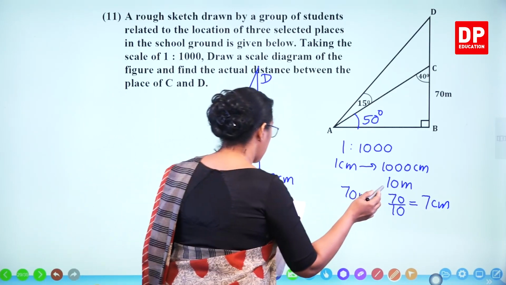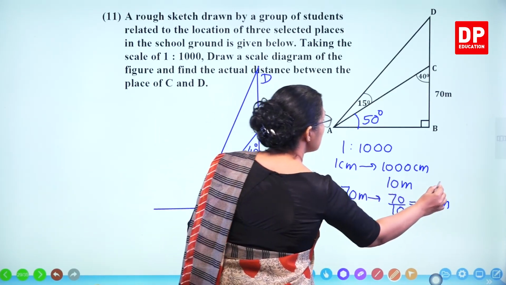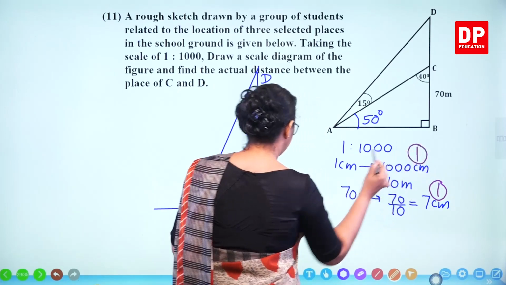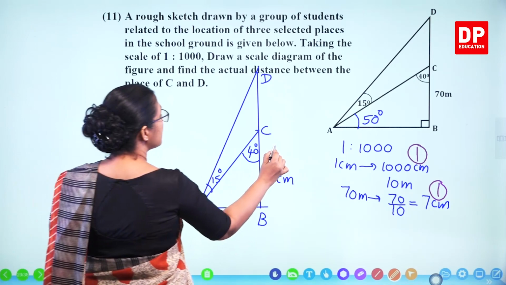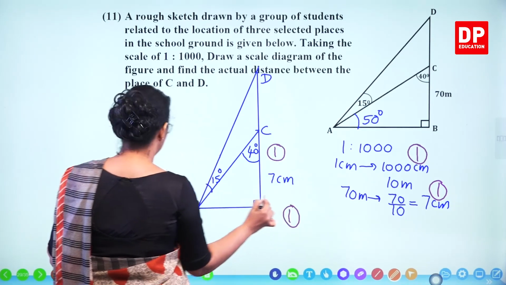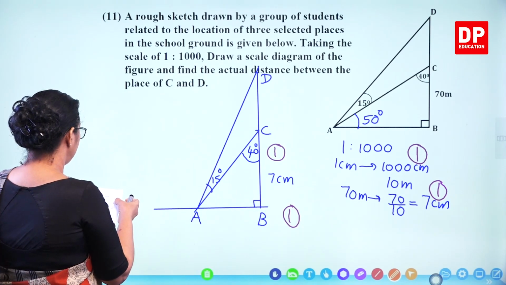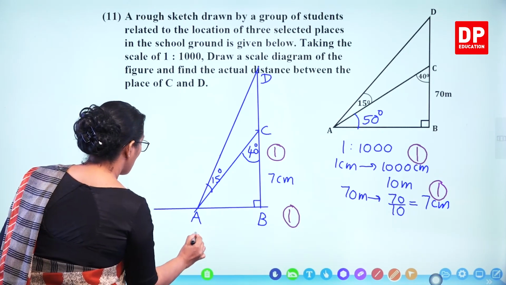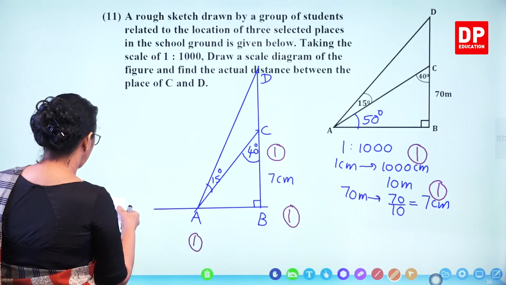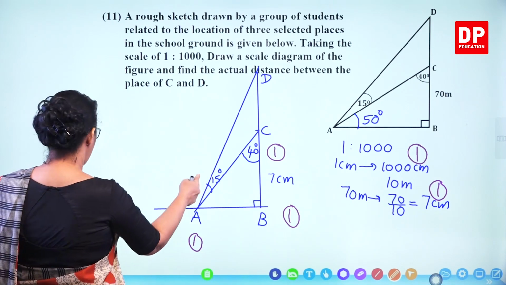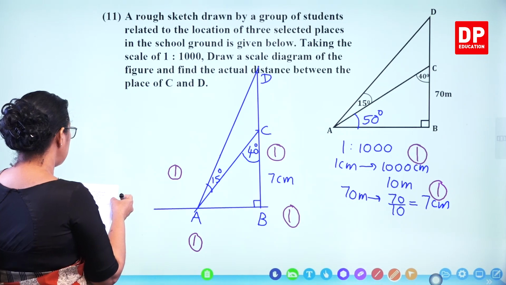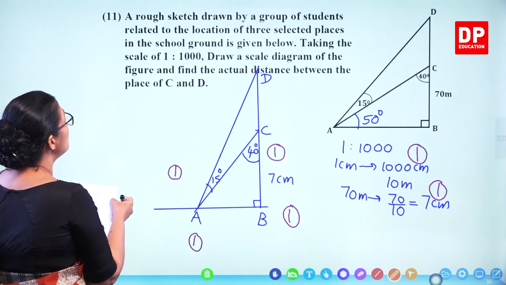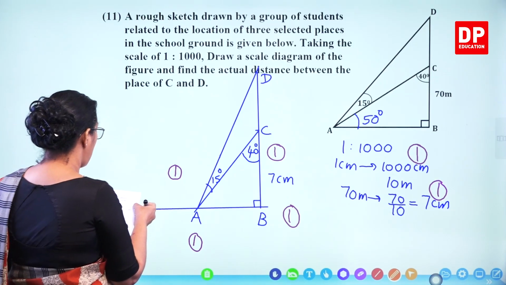To find out the scale, here 7 centimeters, 1 mark. And CB angles correctly, 1 mark. Marking A point, 1 mark. Another 1 mark for the 65 angle, and we need to find the answers.